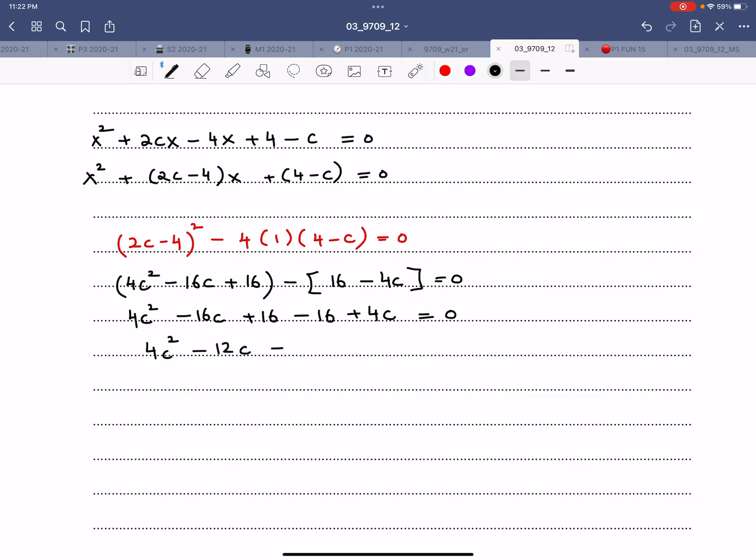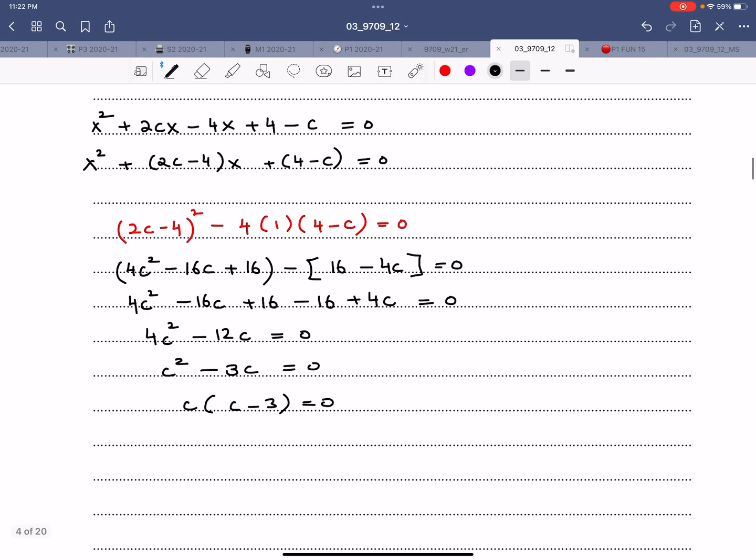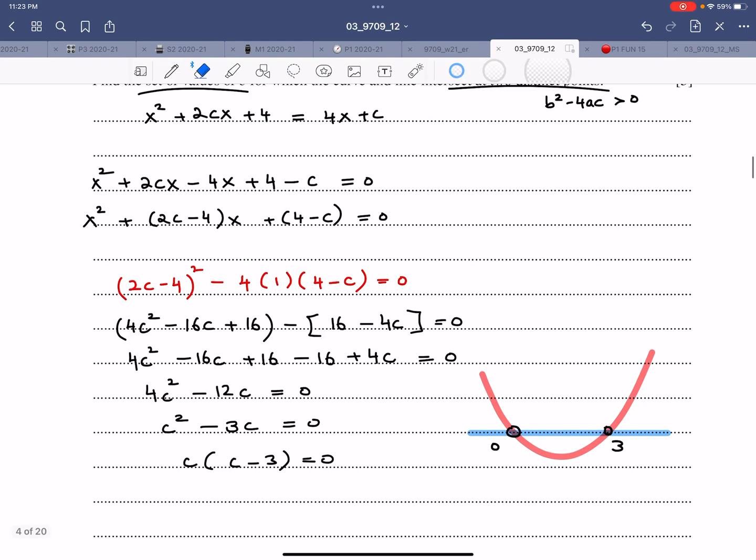Divide by 4, c squared minus 3c. c into (c minus 3). Always factorize. That's a hard and fast rule for a quadratic inequality. Draw the graph like this and mark the points. So the points are, this is 0, this is 3, and we are looking for greater than 0. So I skip the sign. I have adjusted it. So greater, greater, greater.